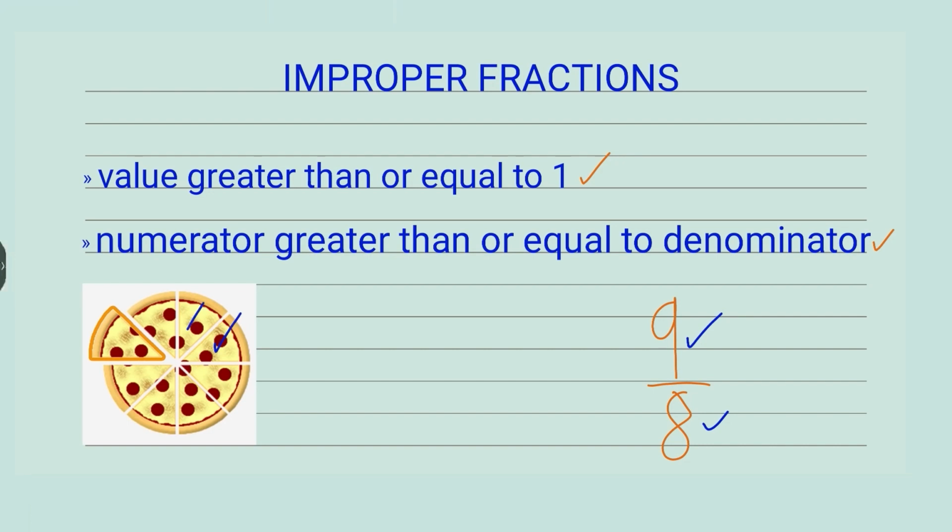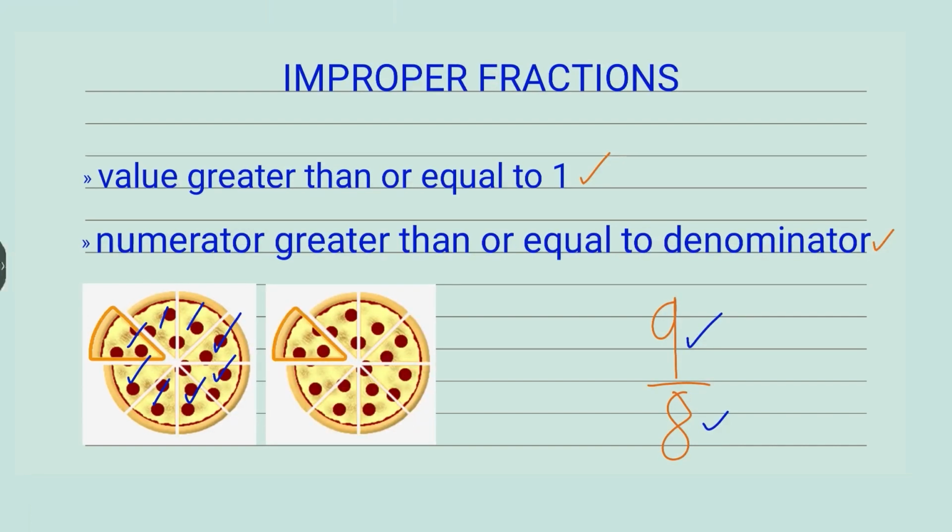1, 2, 3, 4, 5, 6, 7, 8. Oh, we have run out of pizza. Let's take another pizza and select 9 slices from there. Now we have picked all 9 slices. As you can see, we have selected more than one whole pizza. This is why improper fractions have value greater than or equal to 1.